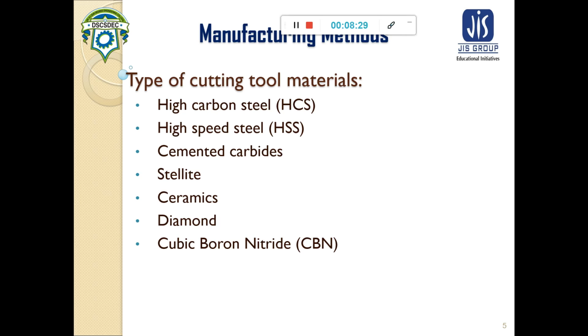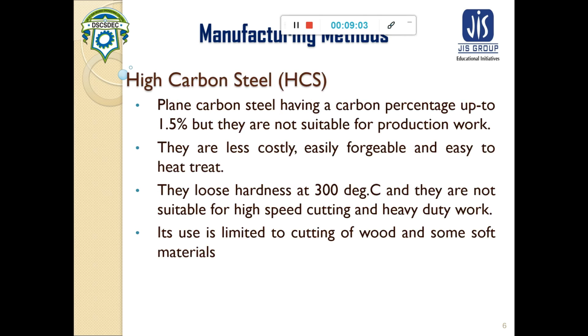And cubic boron nitride is the hardest material that is man-made. So cubic boron nitride is a man-made material, but diamond is the naturally occurring hardest material. So these are all the cutting tool materials. We will now see them one by one. We will discuss all of these cutting tool materials, and we will also discuss the selection of the cutting tool materials. So, high carbon steel.